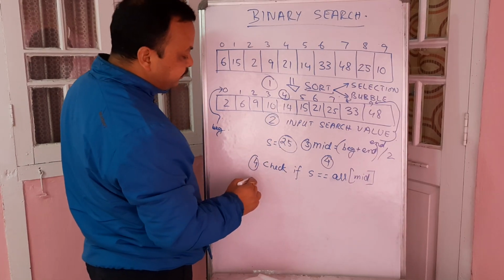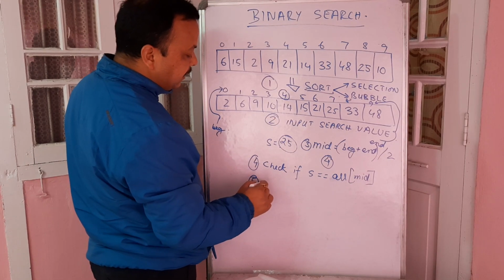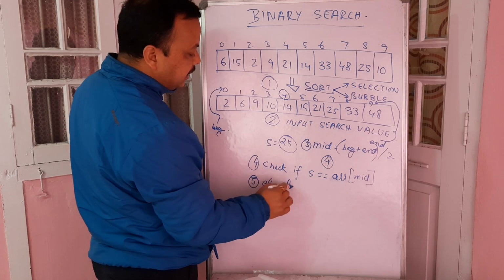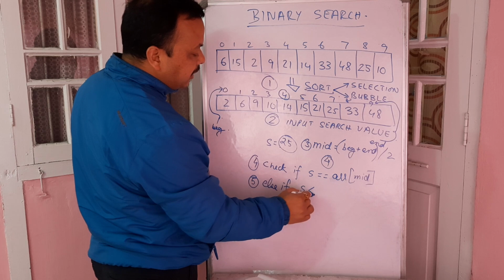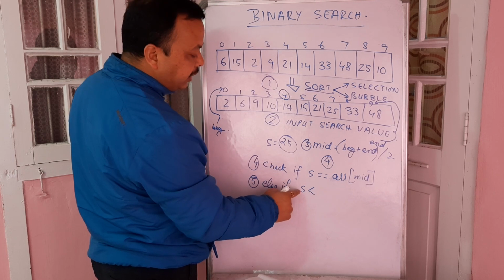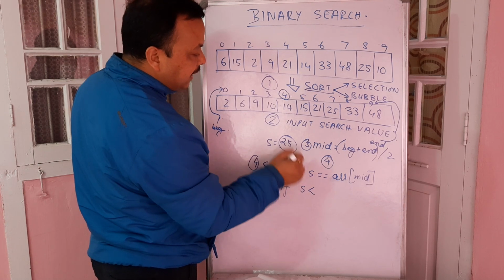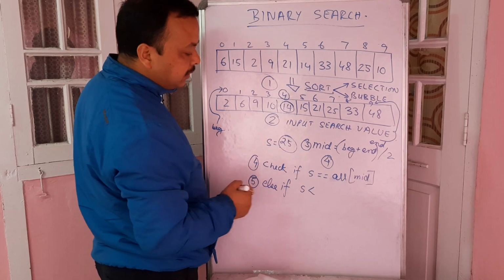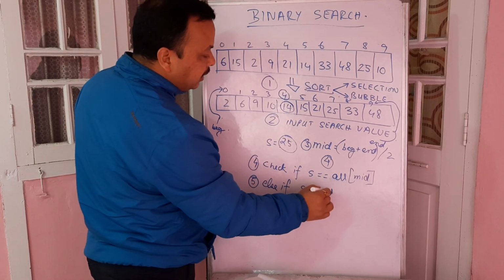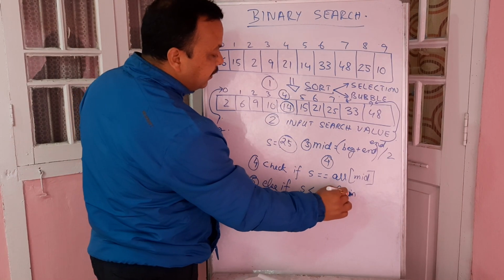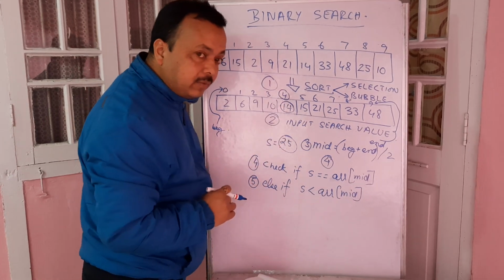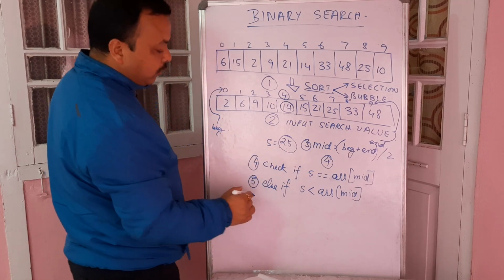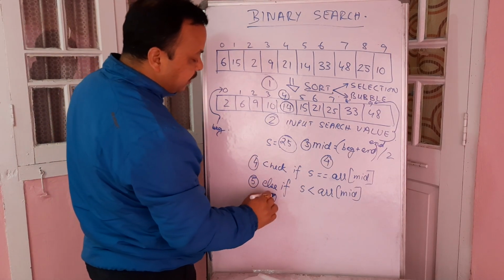So what do we do? We use an else if to check whether s is smaller. That means the value that you're searching for, 25, is smaller than this value, 14. So is it smaller than the value at mid position? No. 25 is not smaller than 14. So we'll go to the else part then.